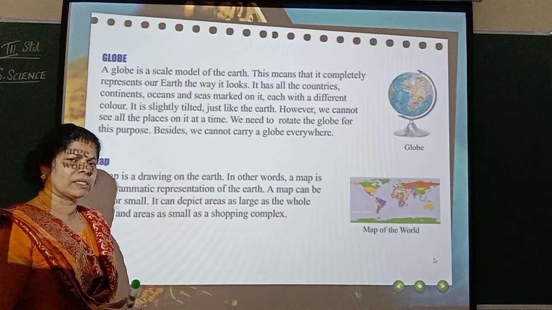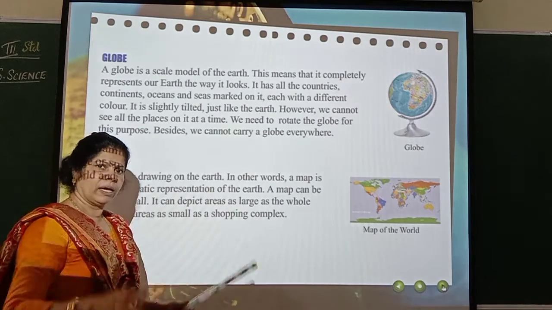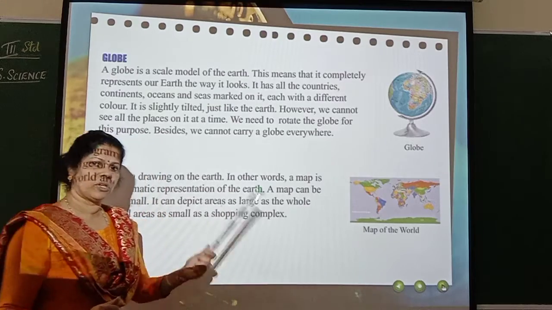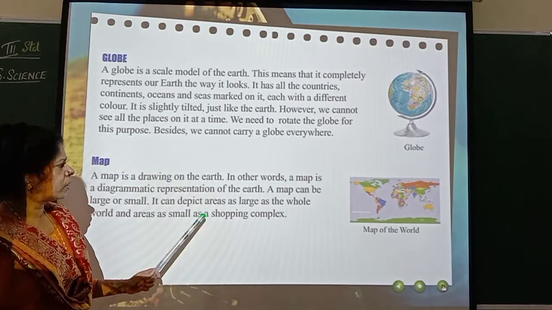Even when you are constructing a house, first the architecture will be done, a design will be done, isn't it? After that only you start constructing the house. So that is also a type of map only. Understood? Okay.